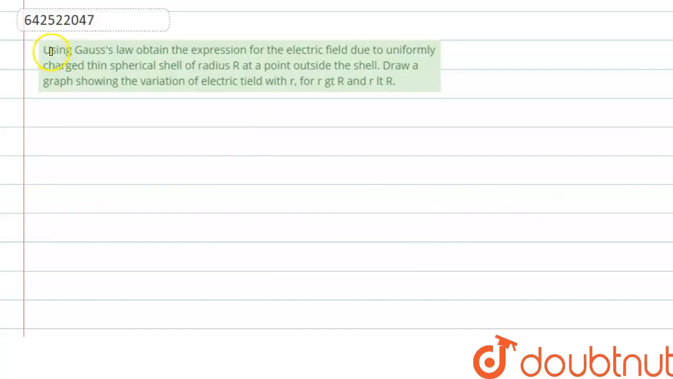Hello everyone, let's start the question. Question says that using Gauss law obtain the expression for the electric field due to a uniformly charged thin spherical shell of radius R at a point outside the shell. Draw a graph showing the variation of electric field with r for r greater than R and less than R.